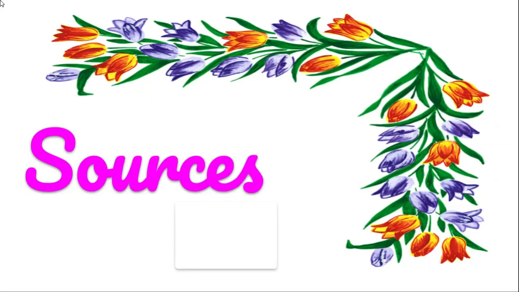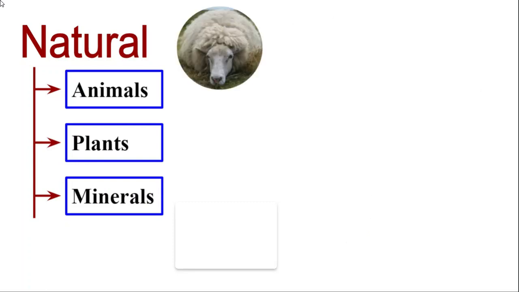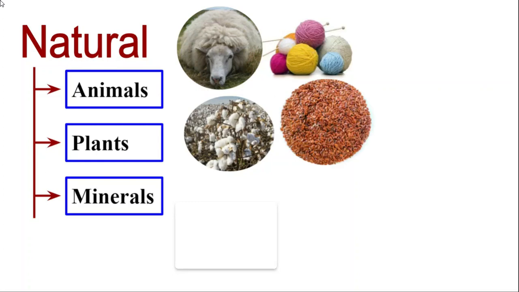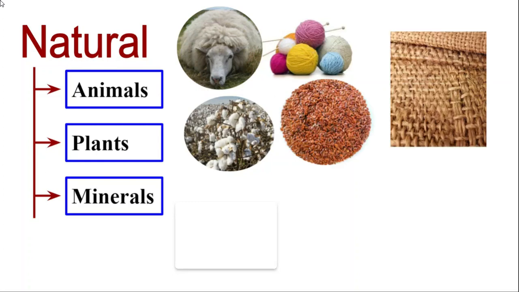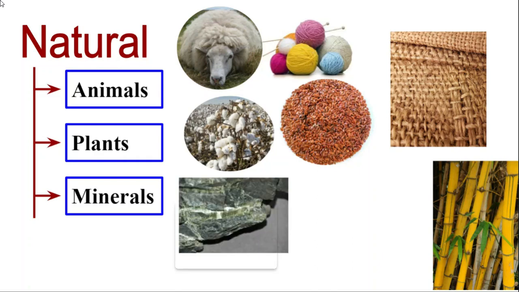Let us discuss some of the sources of textiles. What are the sources, friends? The sources of textiles are natural or artificial. The natural sources of textiles are animals, plants and minerals. From animals, we get wool from sheep, silk from silkworms; cotton from cotton plants, flax from plants or trees, jute from plants or trees, bamboo from the bamboo tree, and asbestos from the minerals, glass.